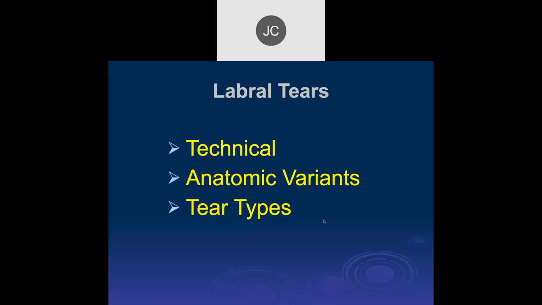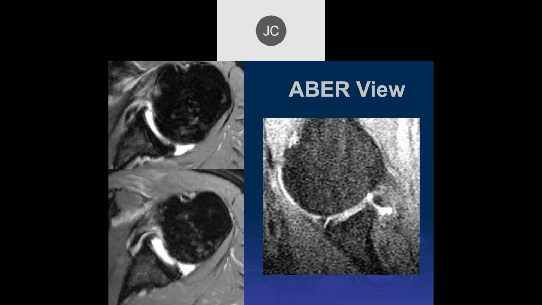So let's go on and talk about labral tears, some technical issues, anatomic variants, and a little bit about different tear types. One of the early adopters of the ABER view was Philip Tirman, who you guys are working with now. This is an arthrogram. The ABER view is where you put the shoulder in the abducted, externally rotated position up above the head.